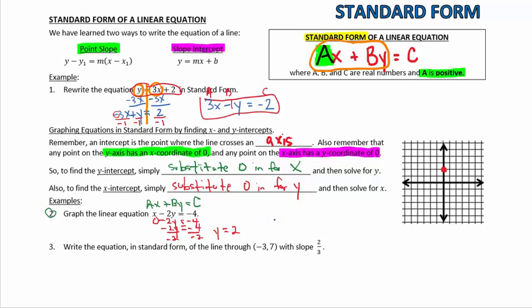For the x-intercept, we're going to substitute 0 in for y. So I'm going to have x minus 2 times the y, which is 0, equals negative 4. Now negative 2 times 0 just goes away, so I have x equals negative 4. So I go on my x-axis and go to negative 4, and I put a point. And then I just take my line and draw it through those 2 points.